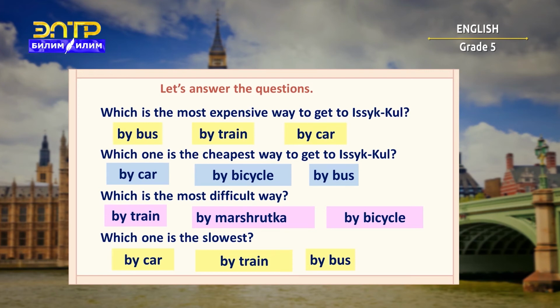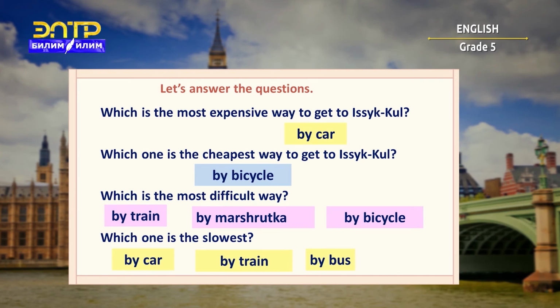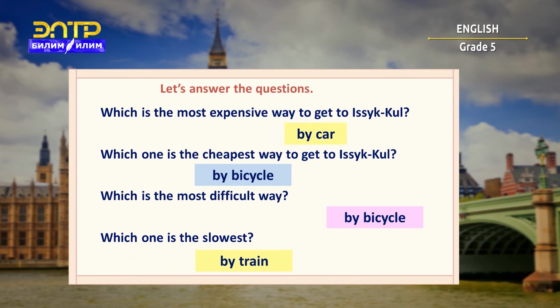Your time is up. Let's check your answers. 1. Which is the most expensive way to get to Issyk-Kul? By car. 2. Which one is the cheapest way to get to Issyk-Kul? By bicycle. 3. Which is the most difficult way? By bicycle. 4. Which one is the slowest? By train. Excellent.